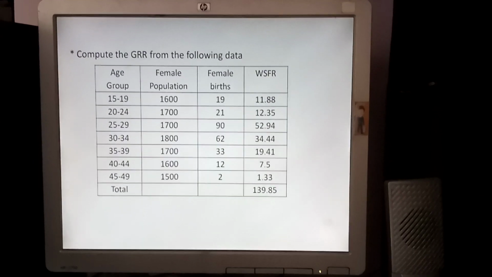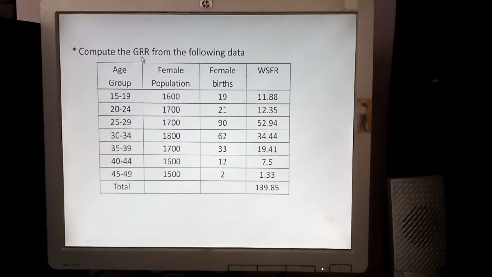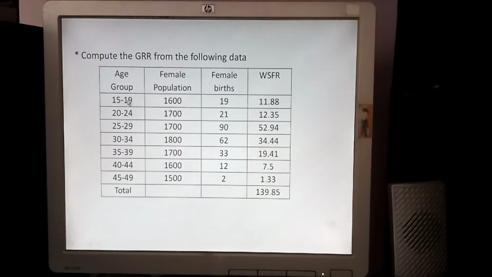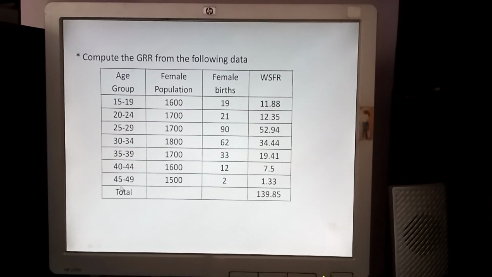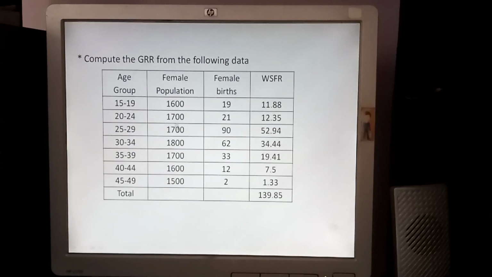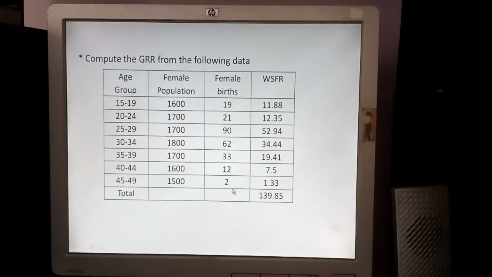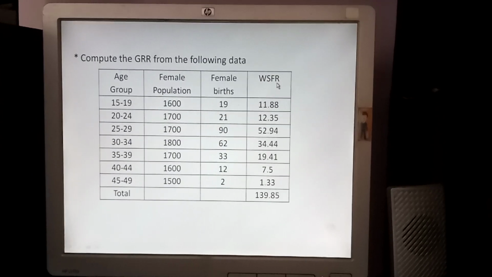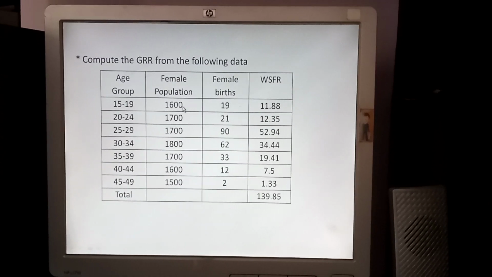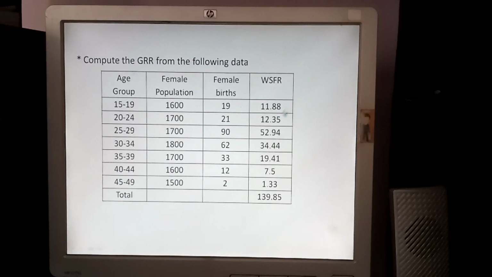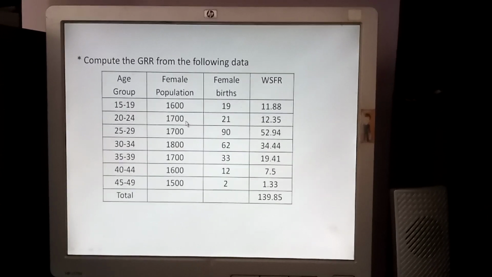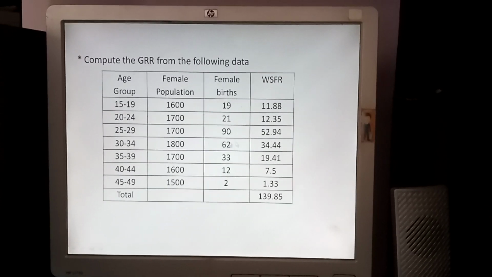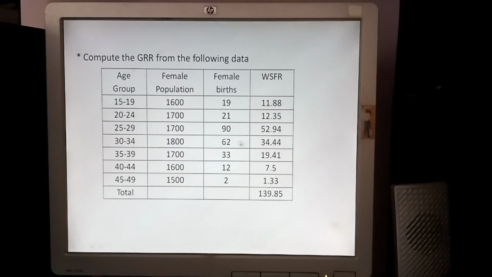So next problem, compute gross reproduction rate from the following data. Here also age groups 15 to 19, 20 to 24 up to 45 to 49 are given. Female population is given, female births are given. We are obtaining the WSFR column: 19 divided by 1600 into 1000, 11.88. 21 upon 1700 into 1000, 12.35. 90 divided by 1700 into 1000, 52.94.